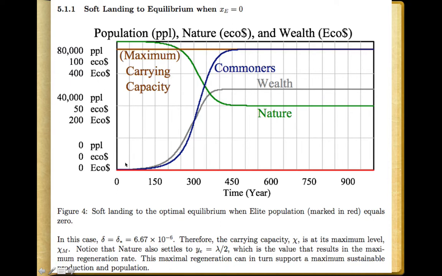Okay, so that's one result, and these are the values at which it stabilizes. Remember that this population started with 100 commoners, so it ends up being more like 80,000 commoners, and you started with, I believe, a value of 100 in nature, and this nature is measured in eco-dollars, so you start at 100 and you end up at something like 50. In terms of wealth, you start at zero wealth and you generated 400 eco-dollars of wealth. So that's interesting in itself.